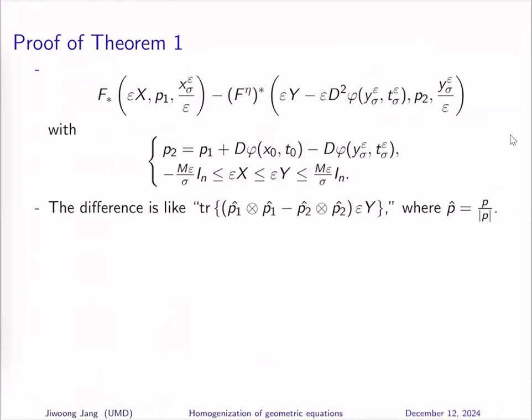The difference is the trace of the difference of the gradient hats, which is p over the modulus of p times the Hessian. And the concern is, if we take sigma to zero first, as in the first limit, we lose the boundedness of the estimate of the Hessian, so we don't know the boundedness of the Hessians in the second term in the trace.